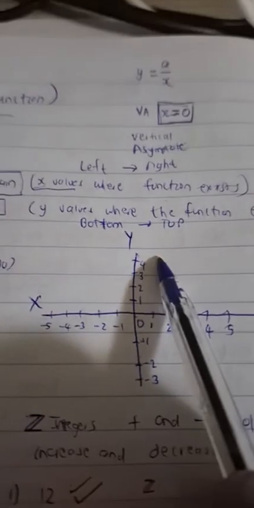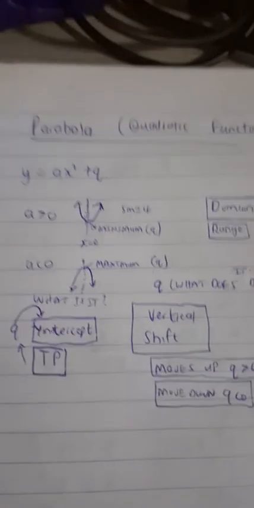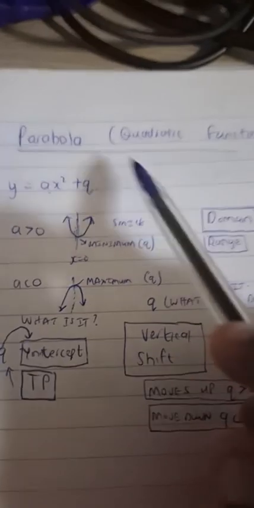Range, from the bottom to the top. Y values from the negative to the positive. All right, so hopefully that makes sense to you guys and you understand what I mean by that. Okay, that is a little bit on your parabola function. We'll look at some examples, but this is the theory, guys.